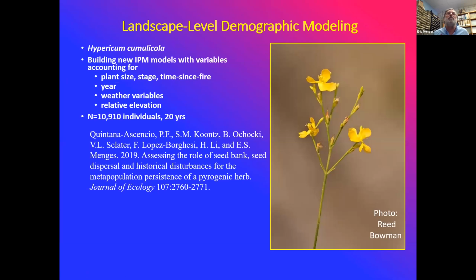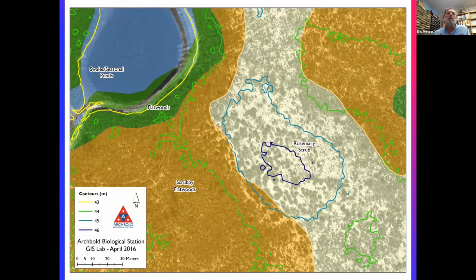More recently, we've scaled up our demographic modeling to landscapes, for example, with Hypericum cumulicola in a series of papers, one of which was just published in 2019, adding landscape variables like the position of rosemary scrub patches in the landscape and then relative elevation. We work with Viz Slater in creating layers of elevation, and in particular looking at the relative elevation from the nearest wetland boundary on the upper left to higher elevations in rosemary scrub. You see on the right, there's about a 4-meter elevation gradient here.